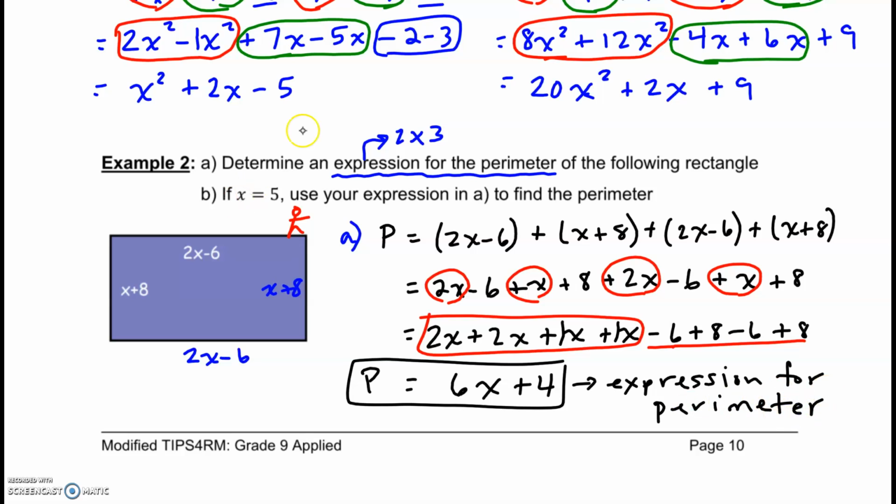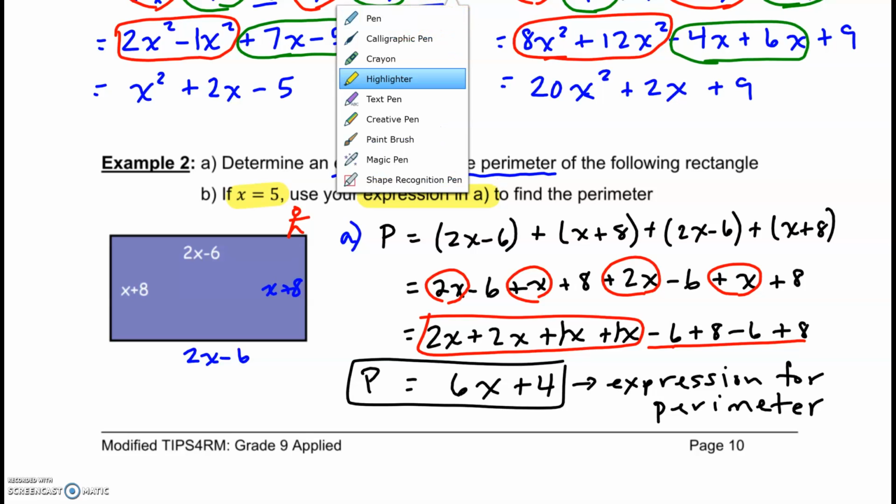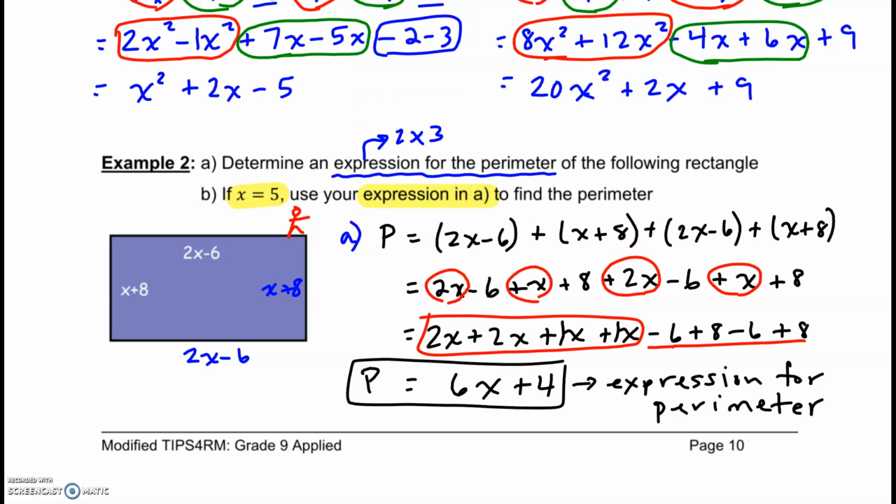All right, so let's look. B says if x equals 5, use your expression in part A to find perimeter. All right, so we know that the x value is 5 now. So where I see an x in my formula, 6 times x plus 4, all I have to do is replace it with 5. We're just doing substitution. So it's 6 times 5 plus 4. And we'll use BEDMAS now. 6 times 5 is 30. We have to do multiplying first, plus 4. And then that is going to equal 34. So that is our answer for perimeter for B.